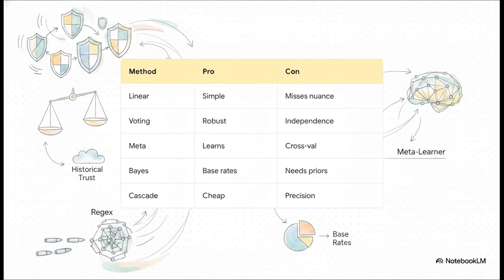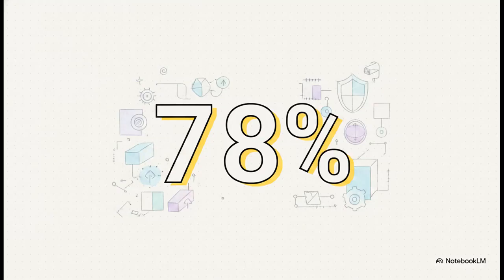They even use cascading, where they run the cheapest detectors first, like rapid-fire regex filters, to drastically drop compute costs before bringing in the really expensive models. And this brilliantly illustrates why this team approach is so vital.